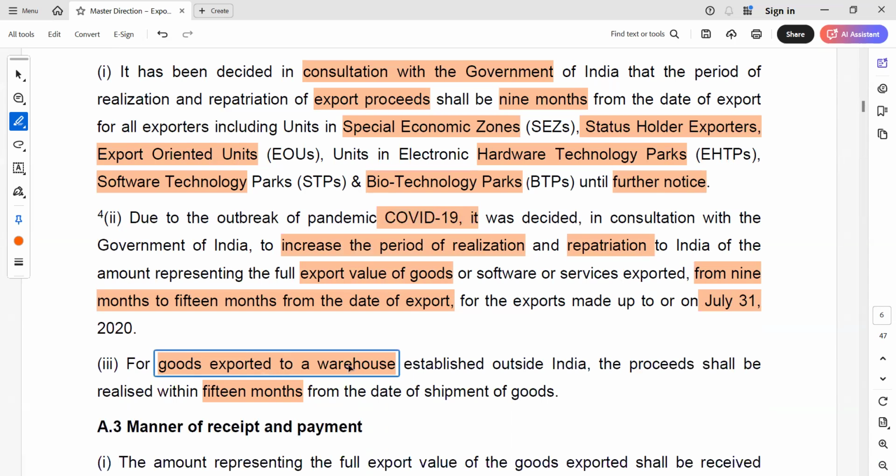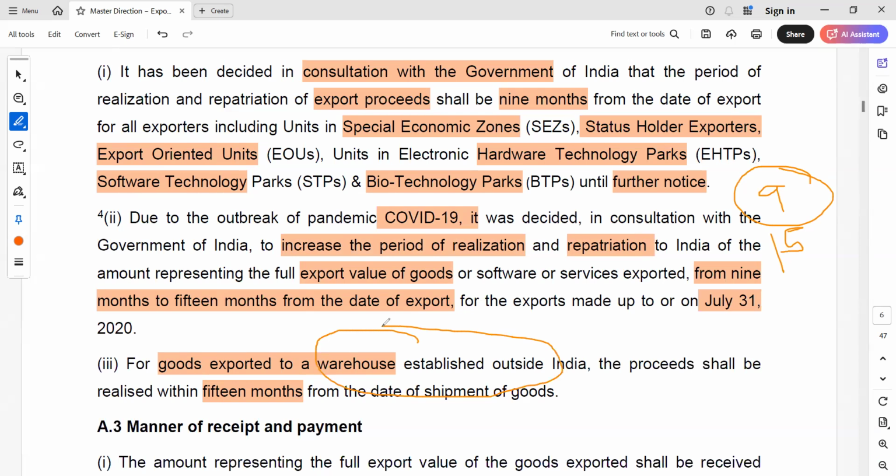For export to a warehouse established outside India, the proceeds shall be realized within 15 months. So you only have to remember that for warehouse-related exports, the period is 15 months. Here you are done with the two answers that will help you. First is 9 months for normal exports, and 15 months for exports to a warehouse established outside India. So 9 and 15, you can remember this, and many times a 1 mark question will come from here.